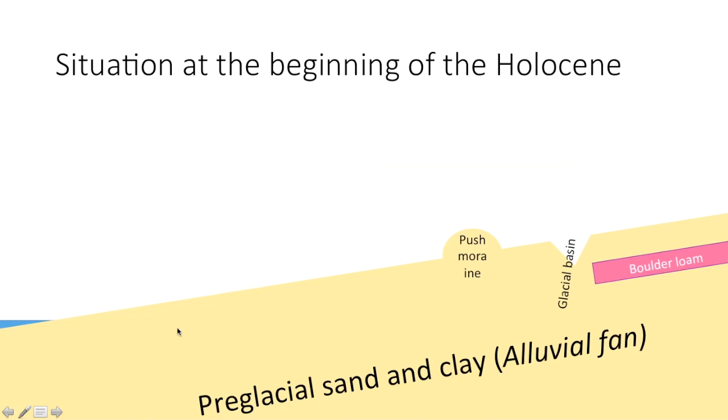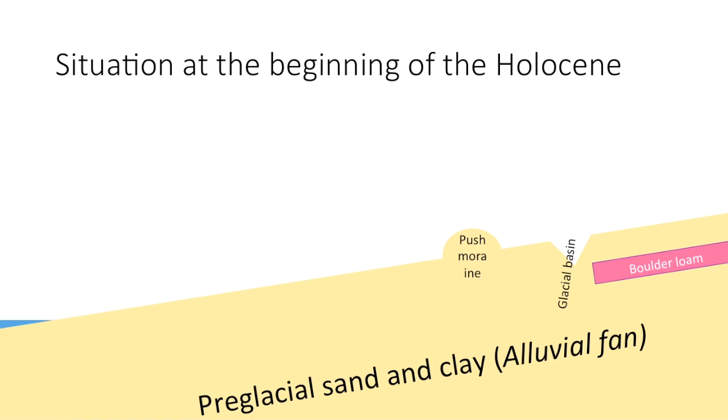Now this is the situation at the beginning of the Holocene. This is a push moraine, some erosional form, so it's not as high anymore. This is a glacial basin. It used to be deeper, but it's filled up with a lot of cover sand. This is boulder loam that used to be on the surface, but it's been covered again by cover sand. The sea is still all the way over here. And this is the early Holocene. This is where we set off today.